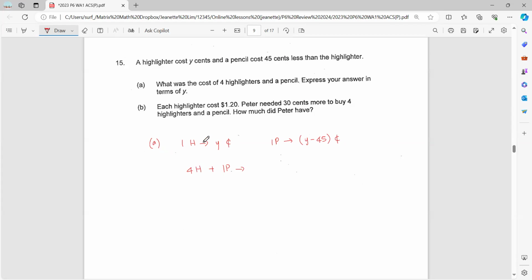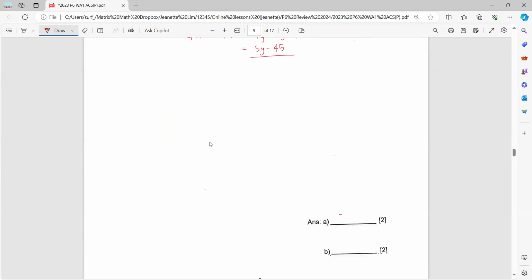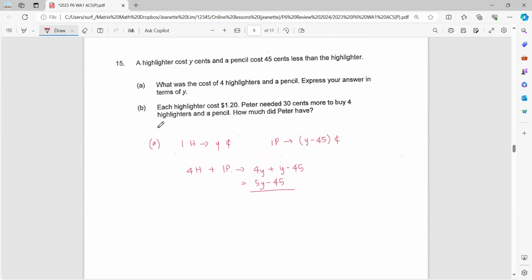Now you need to take the highlighter and times 4. So you end up with 4y. Then you add the 1 pencil, which is y minus 45. And this will give us 5y minus 45. Okay, so this is the answer. Remember to write your units. You're supposed to bracket the whole thing and write cents, not dollars. So far, we've been working with all in cents.